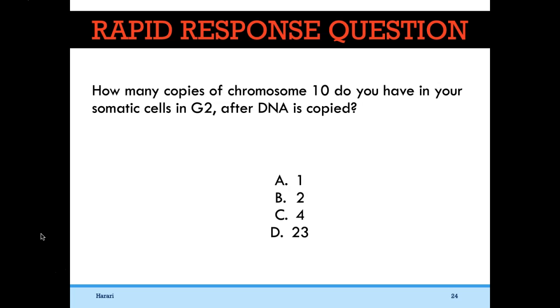Right, so remember, DNA gets copied in S phase, which is between G1 and G2. So if we had two copies of chromosome 10, one from mom and one from dad, in G1, that means in S phase, those two copies got duplicated, which means we would have C, 4 copies of chromosome 10 after the DNA is copied.